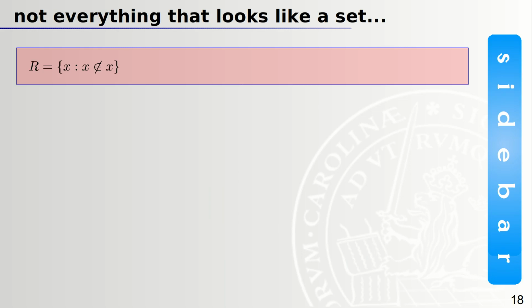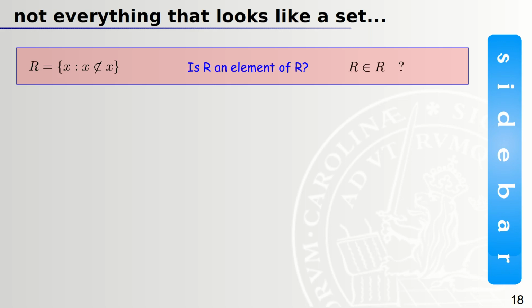Before leaving set builder notation and its use in defining sets, we should look at how not to use it. Consider this set R, consisting of everything that isn't an element of itself. At first blush, that might seem weird. Can sets even include themselves as elements? Well, if the answer to that question is no, that's fine. It just means that R is the set of everything. If nothing can contain itself, it follows that everything does not contain itself.